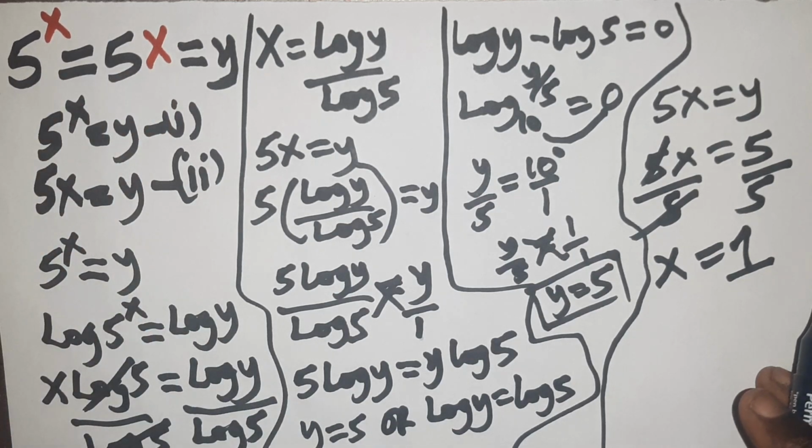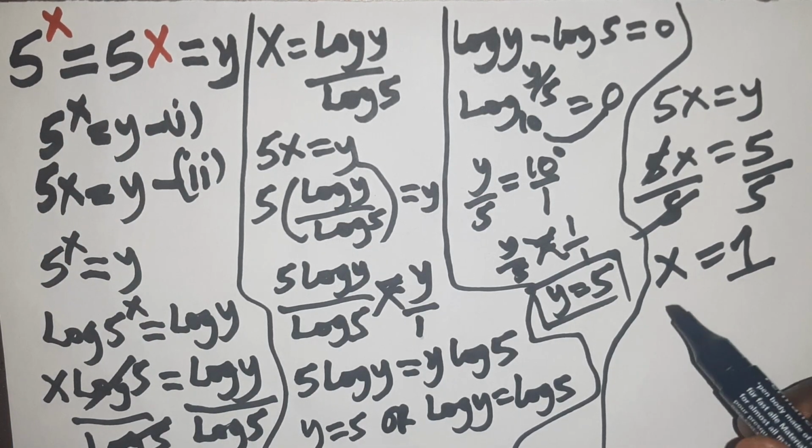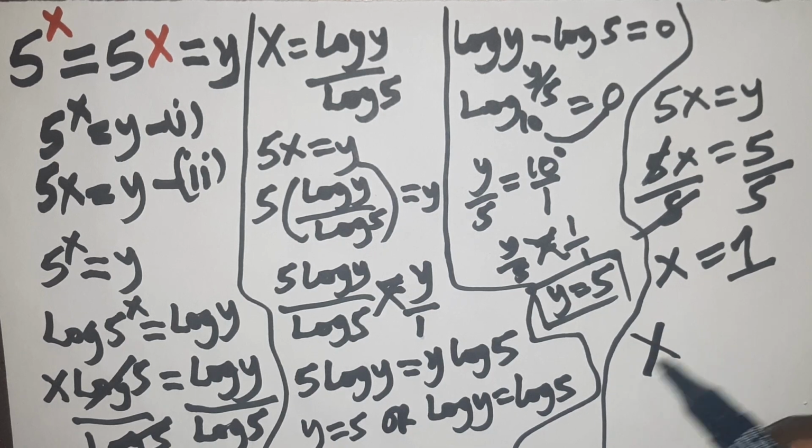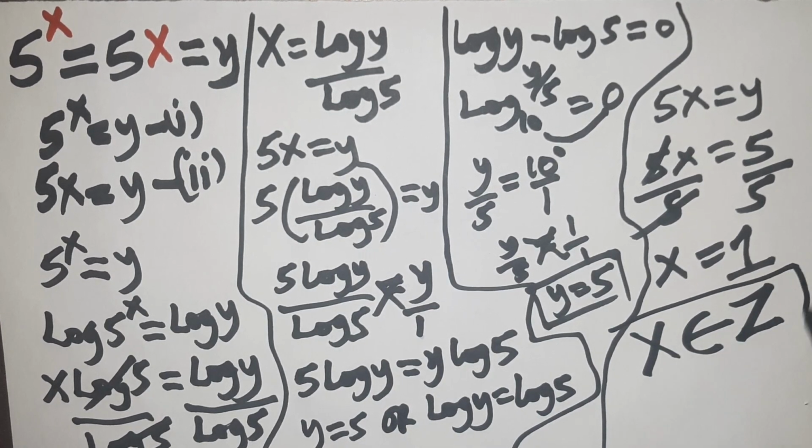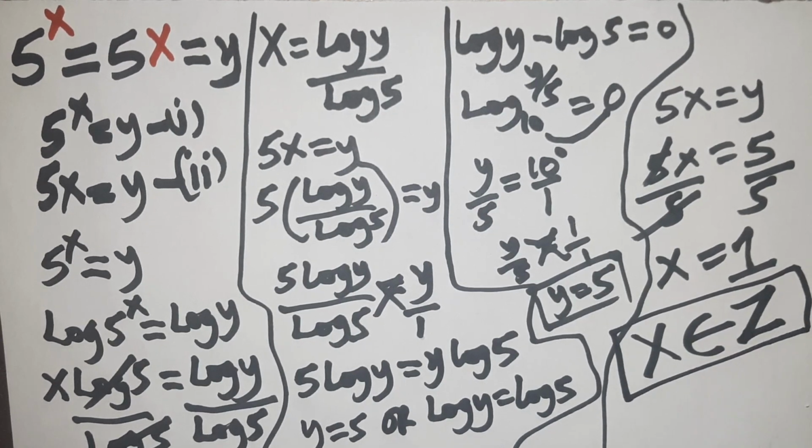So that's it. And we are assuming that x belongs to members of integers now. So x is a member of integers. So that's it.